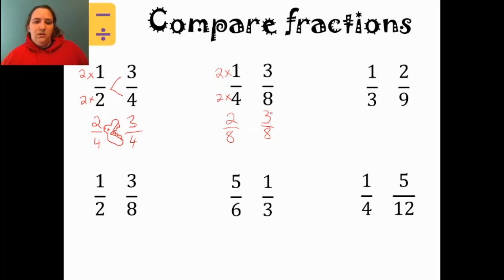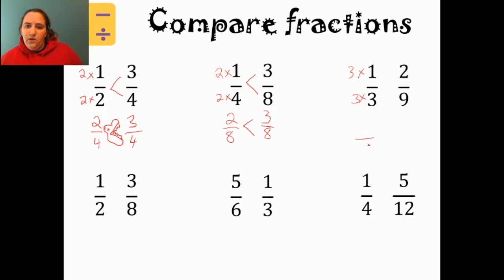So which one is bigger? 3/8. All right, and so up here, we're just going to go ahead and confirm that and put that up there. All right, so now we have 1/3 and 2/9. So we're going to go from thirds to ninths. What do we have to multiply that 3 by to get to 9? 3. And what we do to one side, we must do to the other.